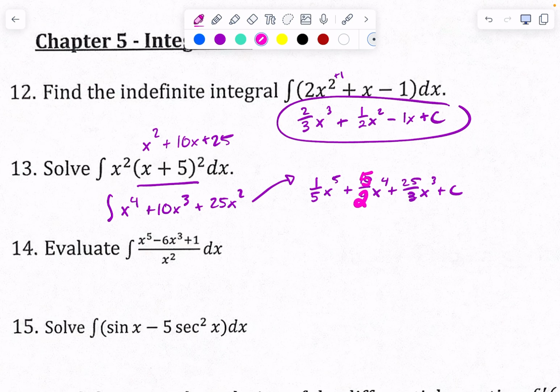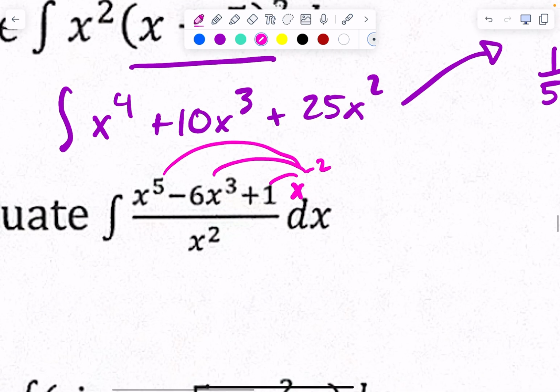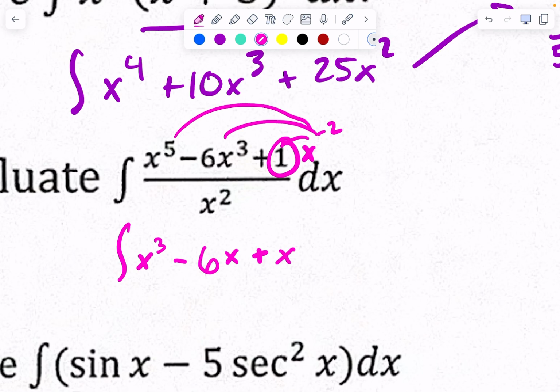Okay, 14. Now what? I don't know what I'm doing. Can we move x squared to the top? Kind of. And he becomes x to the minus 2, right? But then you have to distribute him through. I forgot about that. So, what's x to the fifth over x squared? X to the third minus 6x. And then this plus 1 over 2 is just 1 over x squared. But I'm going to move him to the top so he is x to the minus 2 power. Yep.